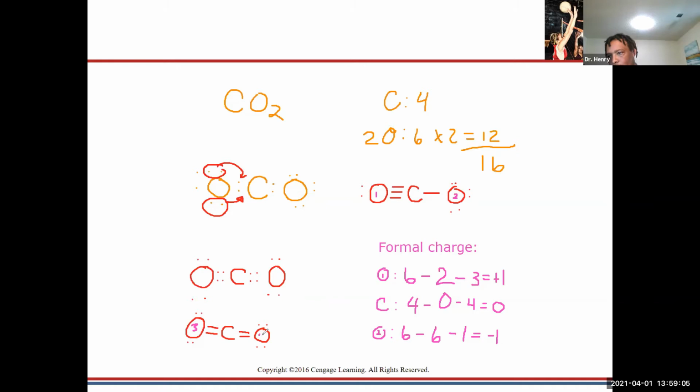So we can compare our structures here. Okay. So oxygen 3 and 4 are essentially going to be the same. So 3 and 4 are going to be the same. The formal charge will be. Okay. So how many valence electrons?